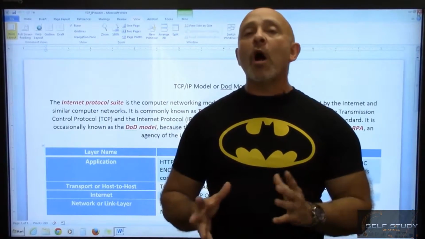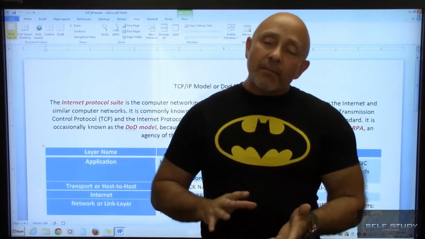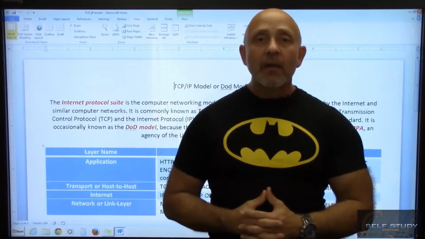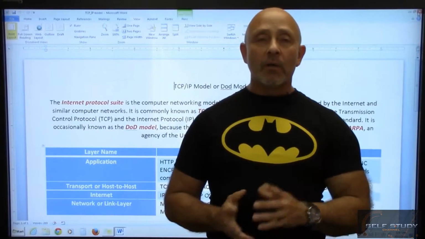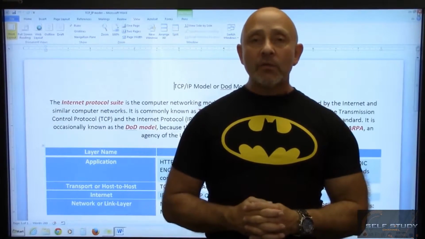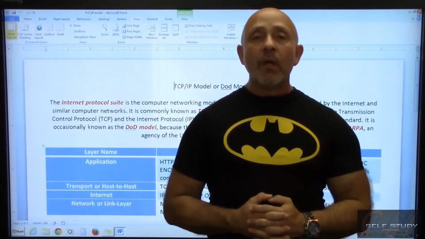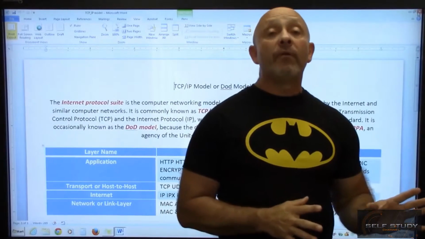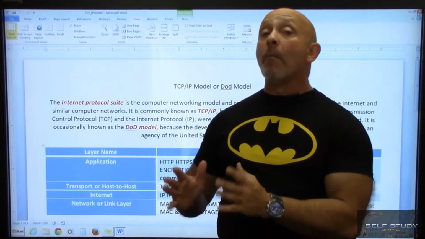Now they also call it the DoD because they had their part in it. So they also call it the DoD model. The names can be interchangeable. So this is a brief history of the TCP/IP model.